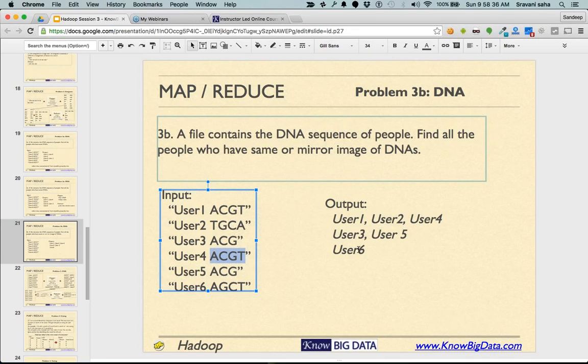When we were looking for anagram, it was simple to bring all the characters. We just keep the distinct characters. Now here we just need to see what should we prepare the key such that mirror image and the DNA, they all come together.